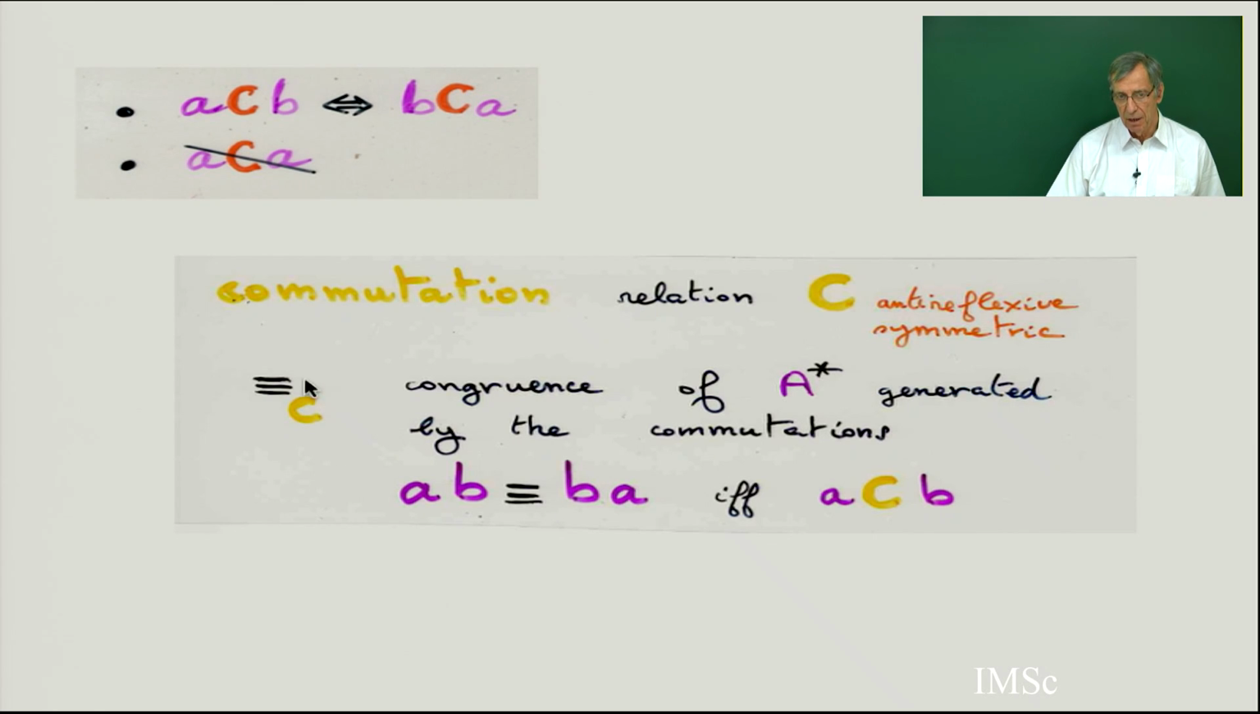And then I define this symbol to be the congruence generated by this commutation relation. So two words will be congruent, equivalent, if and only if you can go from one word to the other word by doing this commutation of adjacent letters according to the relation C. So we have seen before a class of 5 words which are all equivalent for this equivalence relation with some commutation relation.